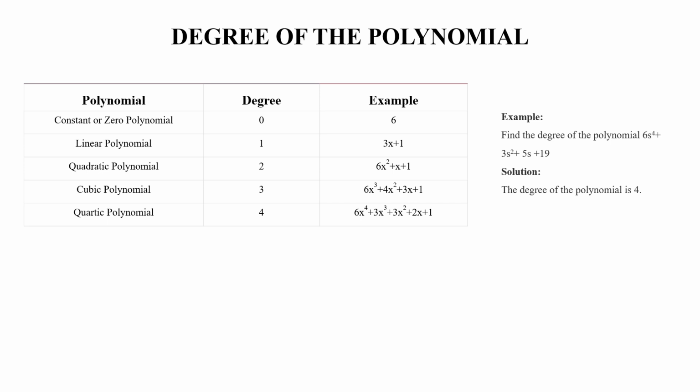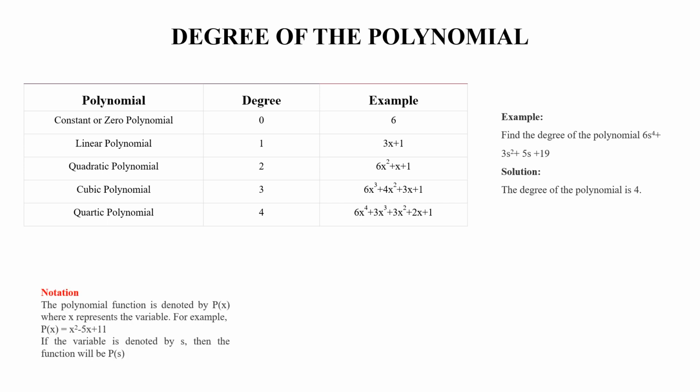Previously we have already seen that a quadratic polynomial has degree 2. So in the first term we have to define the power first. So what is the variable power? First in this expression, what is the variable? Variable is s, and the power is 4 in the first term. So the degree of the polynomial is simply 4.